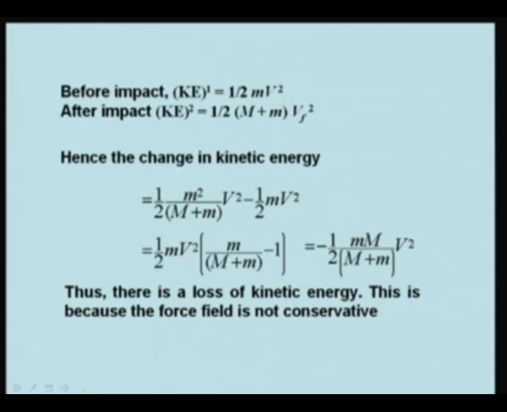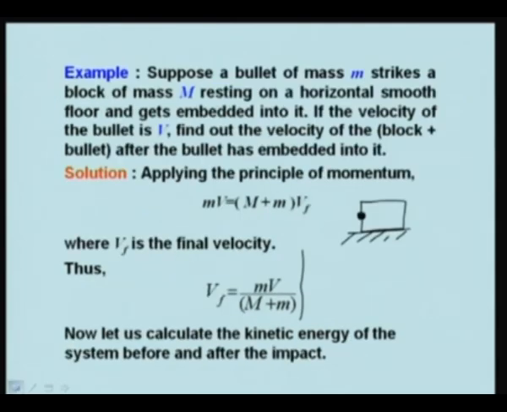Before impact, kinetic energy is equal to half m v square. After impact, kinetic energy has become half (m plus m) vf square. Hence, the change in kinetic energy is equal to half m square divided by (m plus m) v square minus half m v square, because the final velocity is mv over (m plus m).